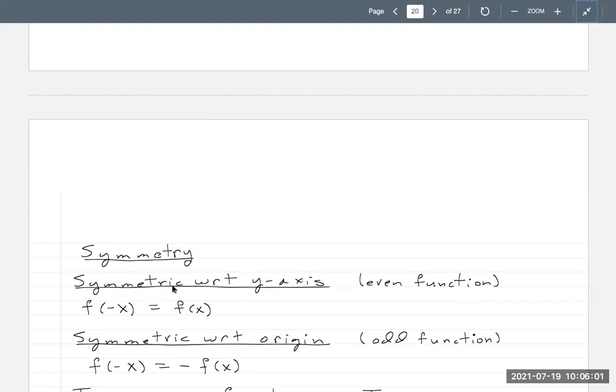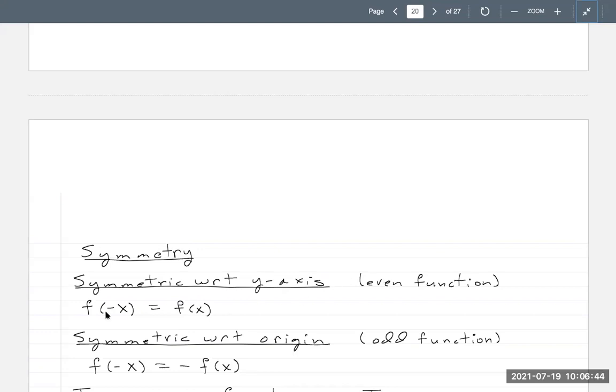So suppose that we have a curve that's symmetric with respect to the y-axis, and suppose that curve satisfies the vertical line test. So it is the graph of a function. If a function is symmetric with respect to the y-axis, then we say that it's an even function.